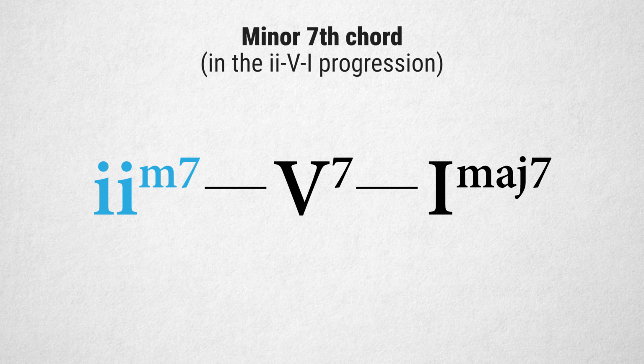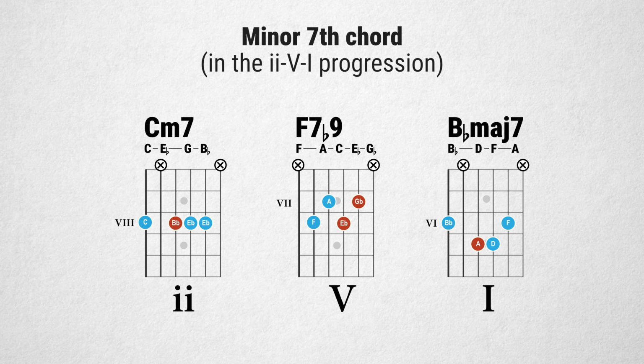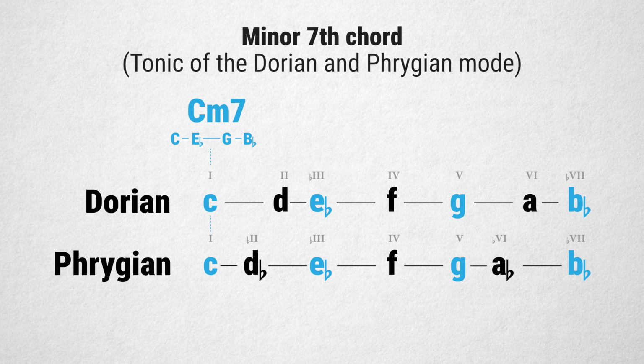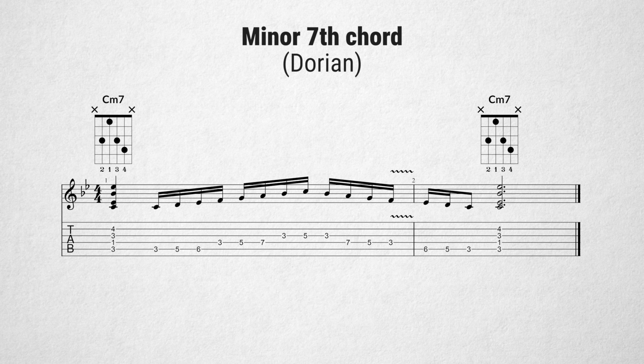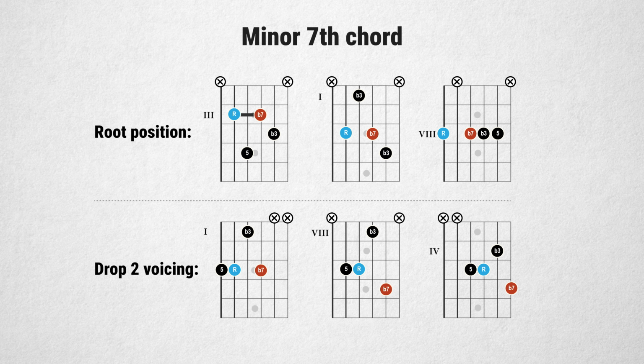It also serves as a 2 chord in a 2-5-1 progression in a major key. For instance, C minor 7 in the 2-5-1 progression in the key of B flat major. The minor 7th chord can also be the tonic of a modal Dorian and Phrygian scale that are the 2nd and 3rd mode of the major scale. Here are some shapes for the minor 7th chord and some drop 2 voicings.